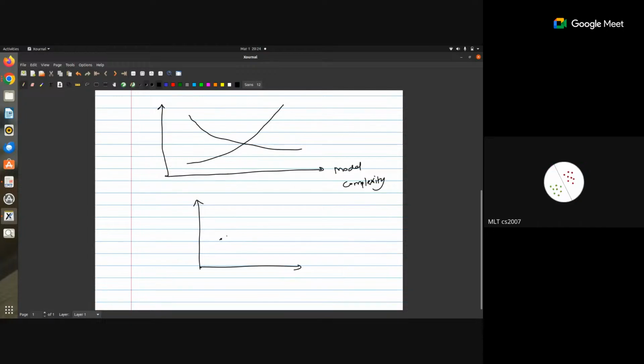So suppose you have the data like this, and let's say this is the linear model, mx plus c. If I increase the model complexity, what will happen? So let's say this kind of model complexity. This is a polynomial, right? So this is overfitting. What is happening here?